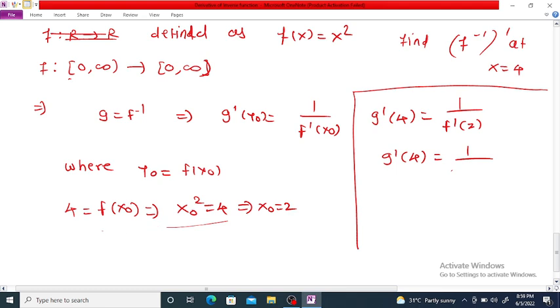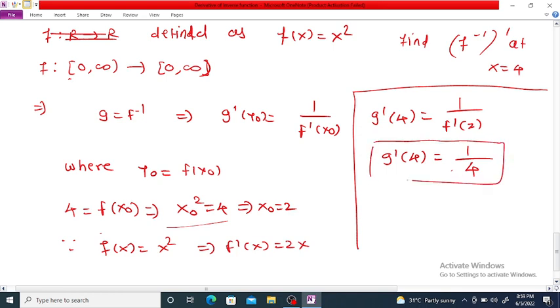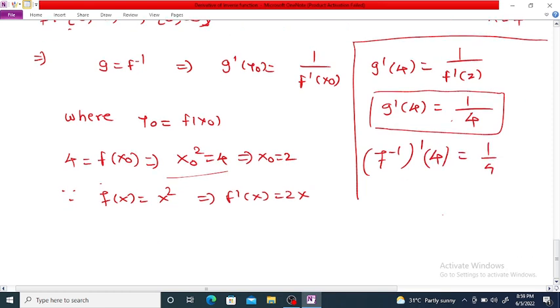Since f of x is equal to x square, f dash x is equal to twice x. So what is f dash 2 here? f dash 2 is equal to 4. So g dash 4, that is, the derivative of f inverse at 4, is equal to 1 by 4. Since it is a strictly increasing function, we are now going to verify whether this is correct.